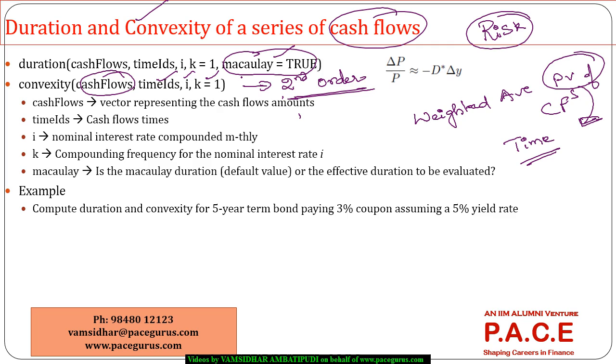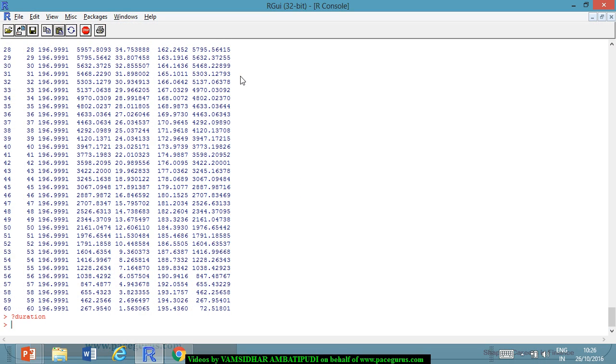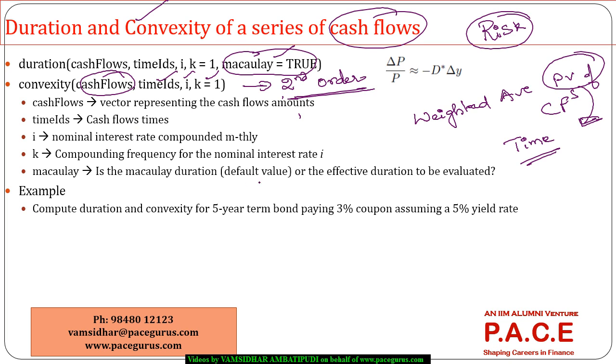So let's see how we can use duration for this typical example. So the example is compute the duration and convexity of that previous bond that we have talked of. Right, we'll talk about the semi-annual payment or annual payment, whatever it is.